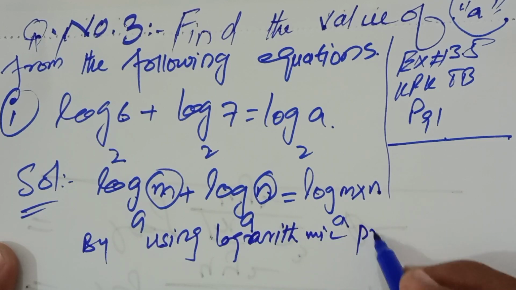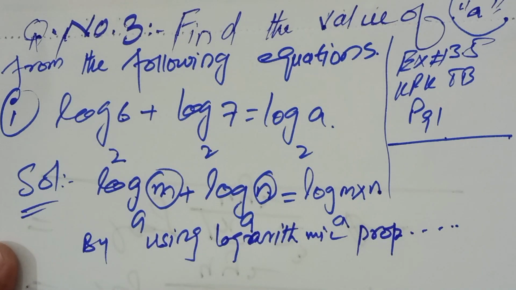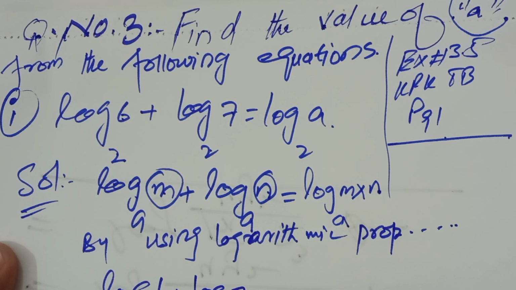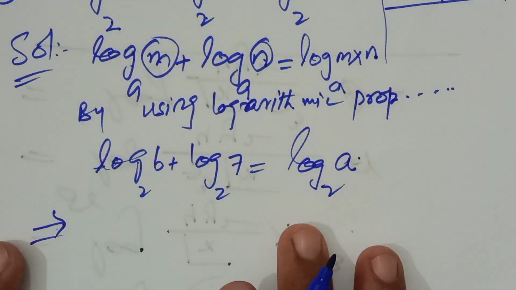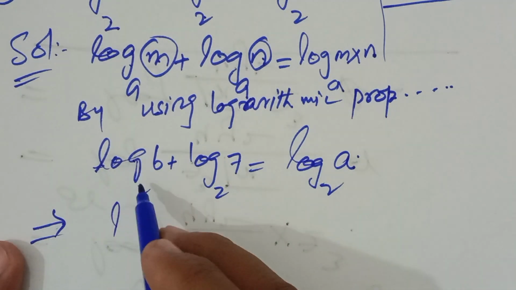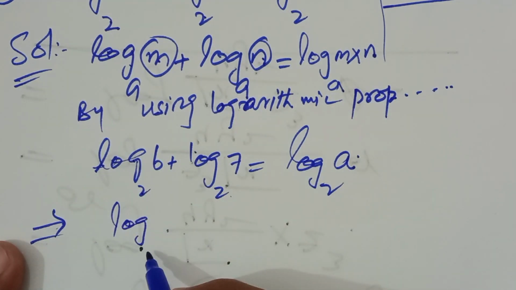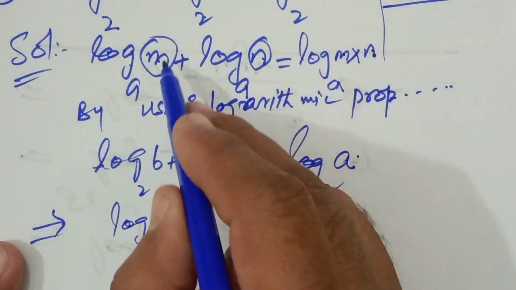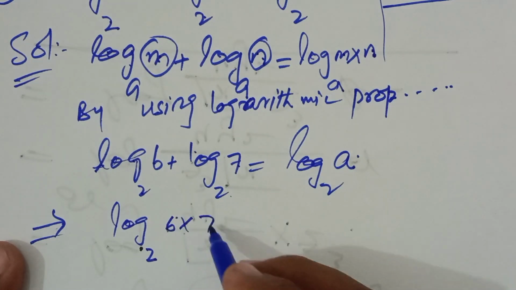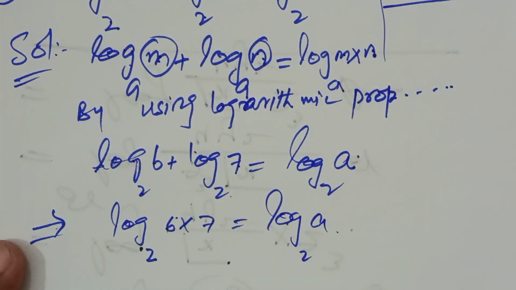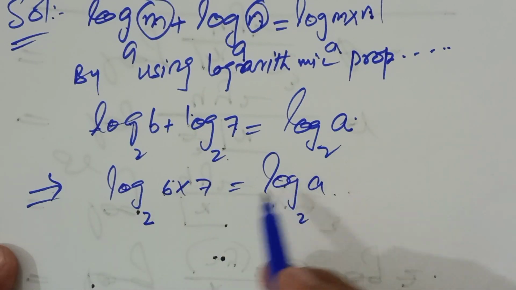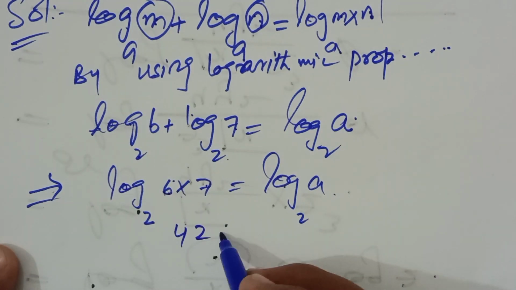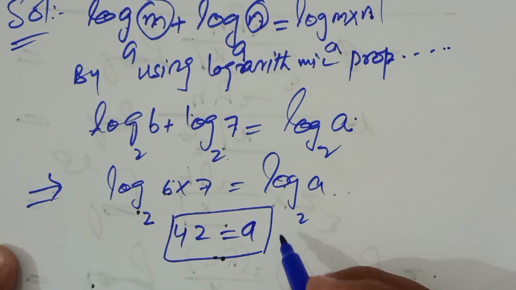Once again I write it: log with base 2 of 6 plus log with base 2 of 7 equals, I make it single. First you will have to write the unknown. So apply the above logarithmic property: log with base 2 will be common to both values, and m multiplied by n, here m is 6, n is 7, so 6 times 7 equals log with base 2 of a. Comparing on both sides, log with base 2 cancels, so 6 times 7 is 42, which equals the value of a. So we get the value.